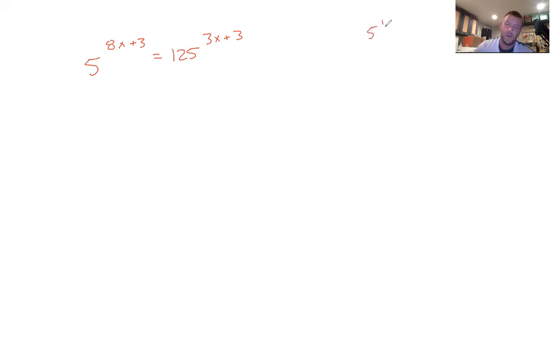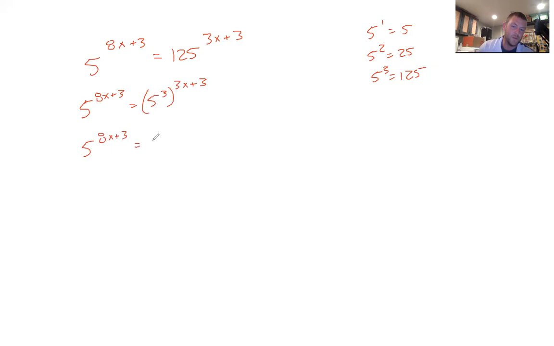How I would think about that: 5 to the first, obviously 5. 5 squared is 25. 5 cubed is 125. And you can keep going. So if it had 625, you could go 5 to the fourth, and so on. So I'm going to replace 125 with 5 cubed. So 5 to the 8x plus 3 is equal to 5 cubed, which is 125, to the 3x plus 3. You'll distribute this, so 3 times those things. Distribute the 3 to that and the 3 to that. So that would be 9x plus 9.